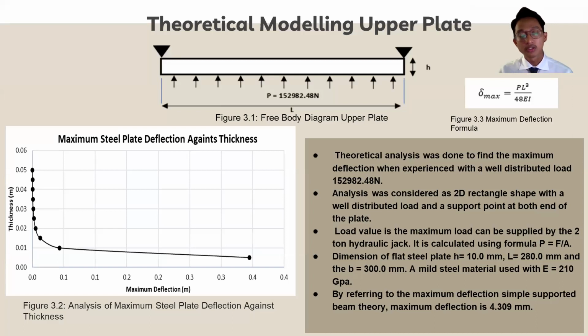And there are three theoretical analyses done for this machine's parts, which are considered the critical components. The first one is the upper plate. The upper plate is assumed as a 2D rectangle shape and analyzed by using a simply supported beam. By using the maximum deflection formula, we obtain a maximum deflection of 4.309 millimeter, which is quite high, but we need to be aware that the compression of composite material will not reach the maximum load that can be applied by this hydraulic jack, which is 152 kilonewton.